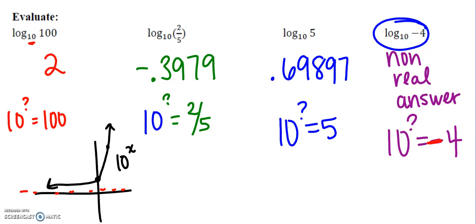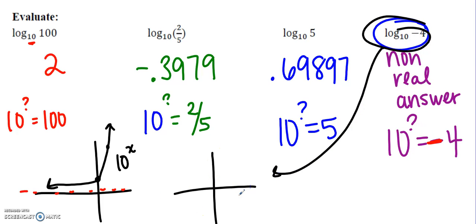The other way to think about this is from the logarithm graph. And what we learned in the beginning of this video is that our logarithm graph goes through the point 1, 0 and has a vertical asymptote at x equals 0, which means, can we put in a negative number into this function? Well, no, because our domain is only from 0 to infinity, and -4 is not between 0 and infinity.